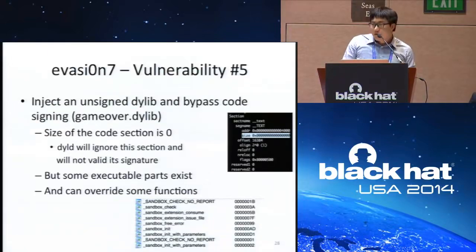Although there will be no codesigning code section because the size is 0, some of the header of the Mach-O file will be mapped into the same executable memory region. So having a function exploitable, such as in the figure at the bottom, the dylib can override some functions. Evasion 7 has overridden the very critical functions on the sandbox invocation. So the dynamic library could nullify the sandbox.